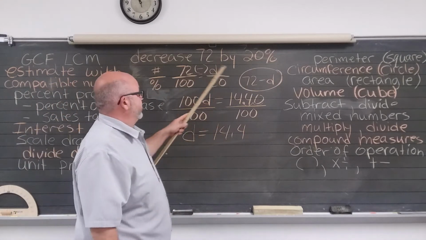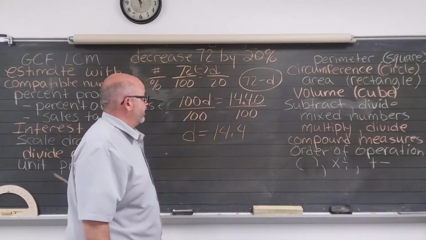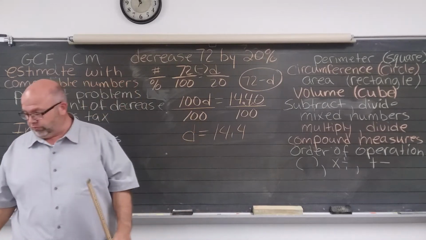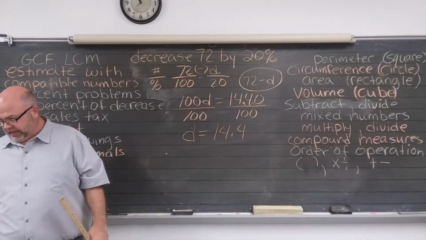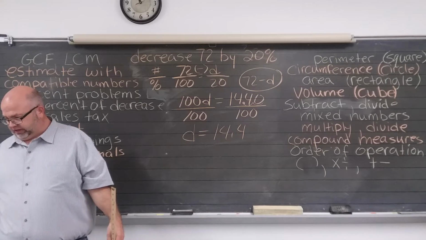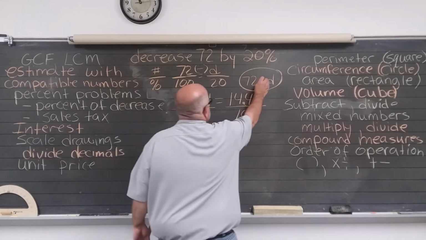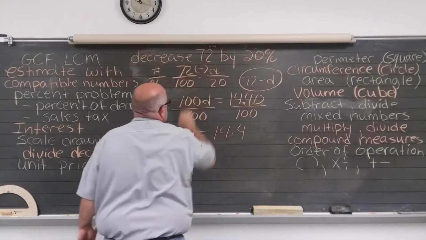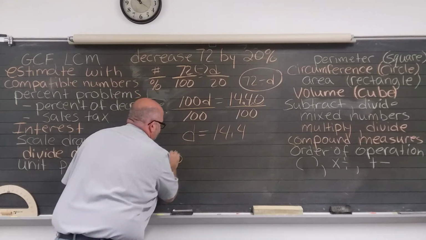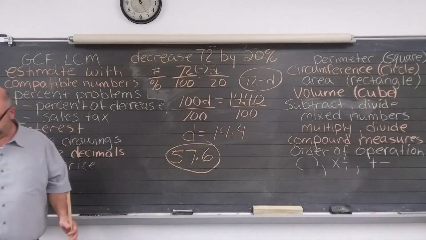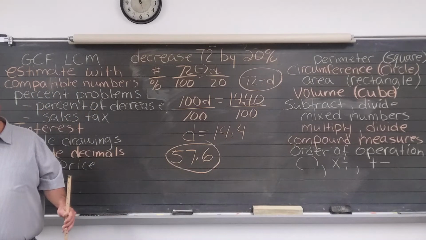That is not the answer. Your answer is 72 minus D. So what is 72 minus D? 72 minus 14.4 is 57.6. The answer to this. This is D, but you have to subtract that, and 57.6 is your final answer. Again, the answer on the test will probably not have a decimal point.